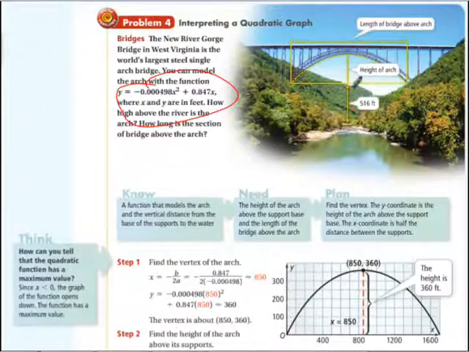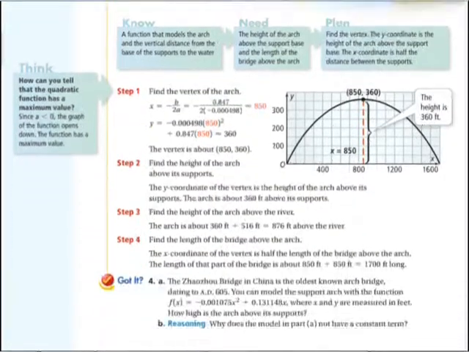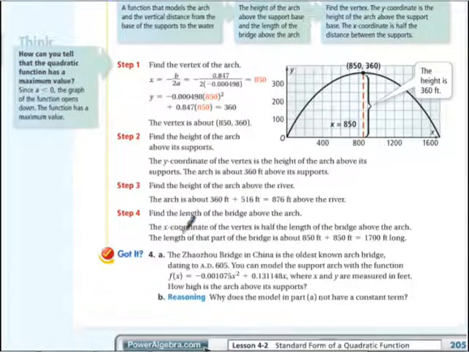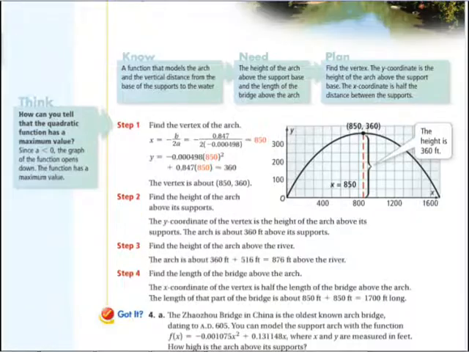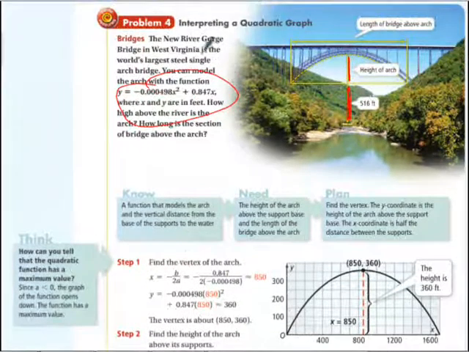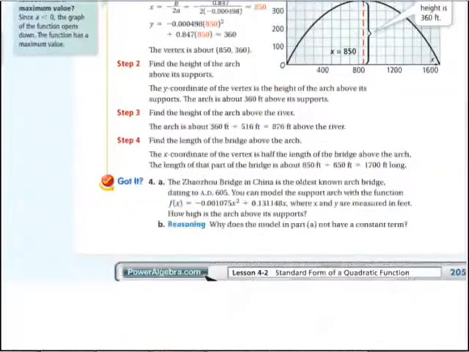And if you look at it, this is all labeled right here. So that's 516, the height of the arch. That was the 360. And then it says the length of the bridge above the arch. The x-coordinate of the vertex is half the length of the bridge above the arch. The length of that particular part of the bridge is 850 plus 850, so it's 1,700 feet long from beginning to end. This sounds complicated, I promise it's not. We just have to work these problems a little bit at a time.